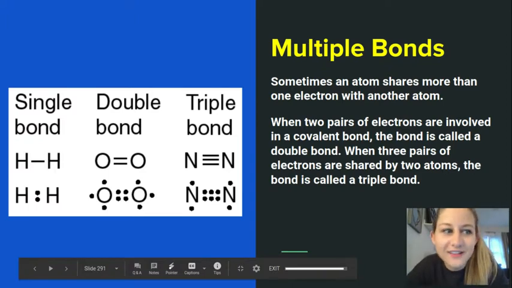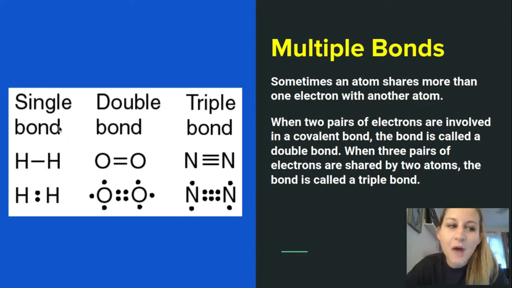If you look on the left, you can see a single bond, which is what we have been talking about. So up to this point, when we've been talking about covalent bonds, we're talking about one electron being shared with another atom. So hydrogen is a perfect example. We know that hydrogen can share its electrons to become stable. We would abbreviate that with our little shortcut version of drawing a dash in between our two hydrogen atoms.